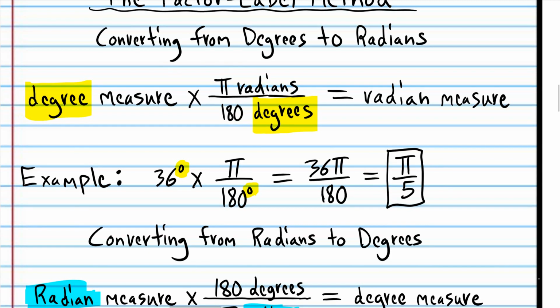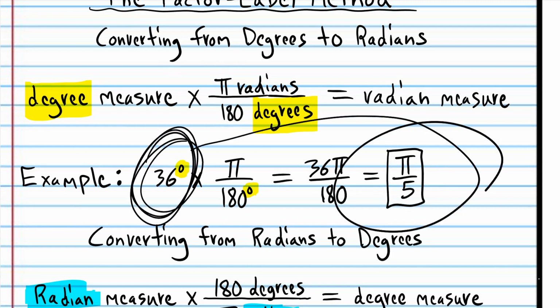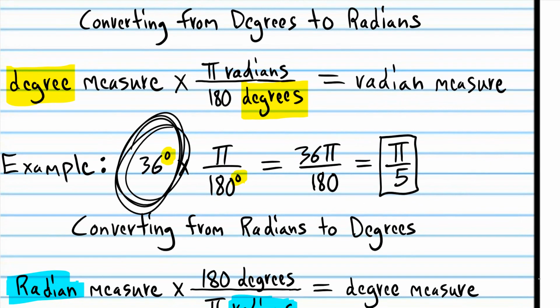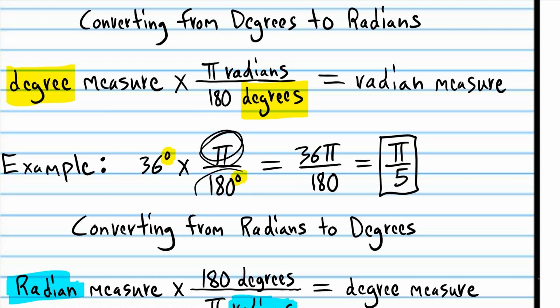So let's do an example where we convert from degree measure to radian measure. We have 36 degrees, and we're going to multiply by pi over 180 degrees. There's pi radians and 180 degrees. Now notice that I didn't write radians here.